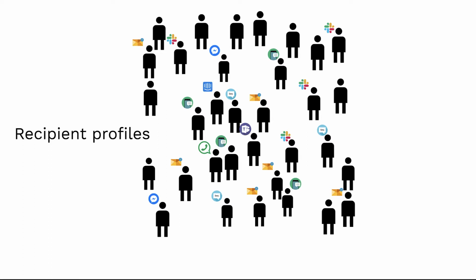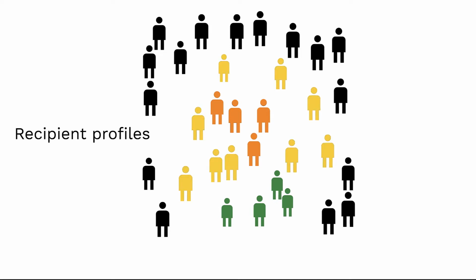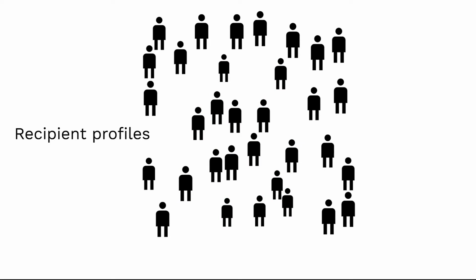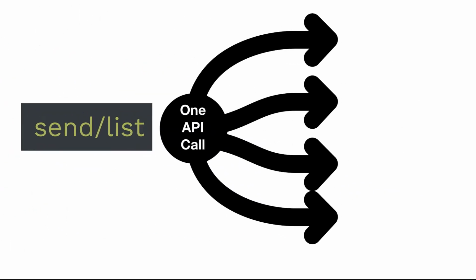But there's another challenge. Many times there are groups of users you want to message with the same notification triggered by the same event. In the past, this meant tens or sometimes thousands of API calls triggering the same notification over and over. But now, with Courier's Lists API, you can create lists, subscribe recipient profiles to them, and send to every user with a single API call.